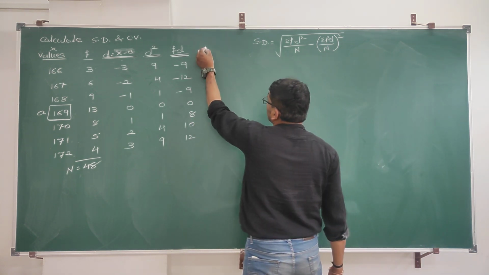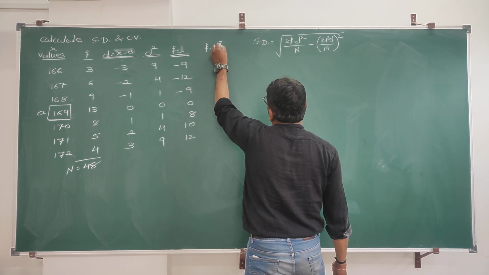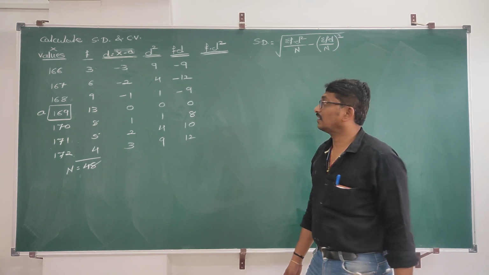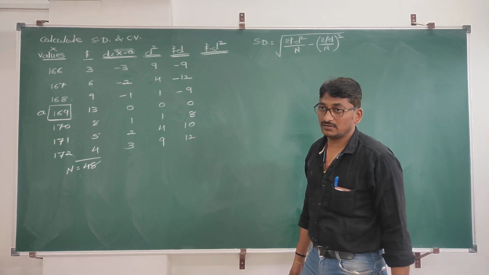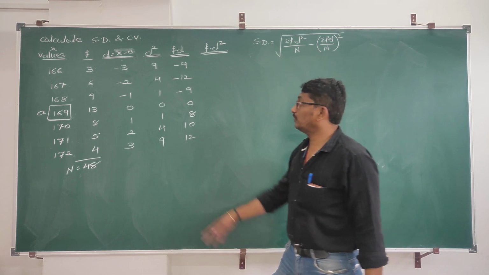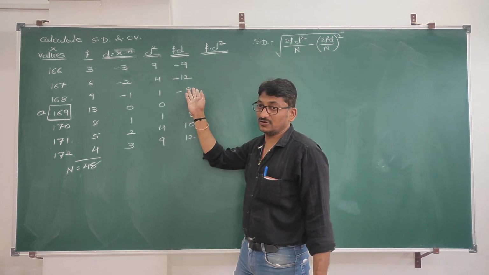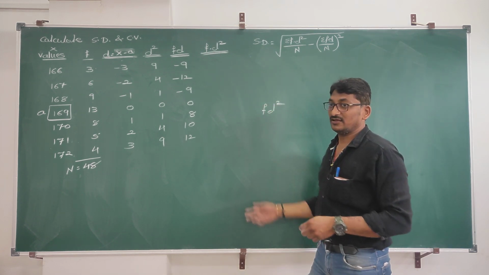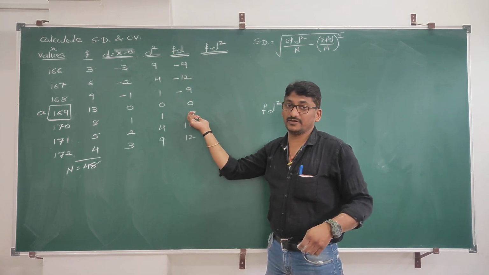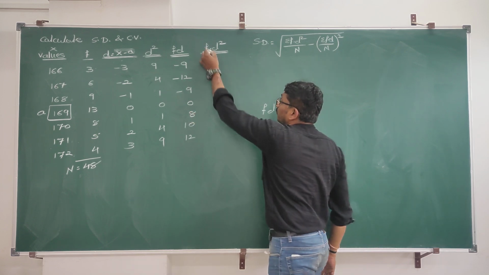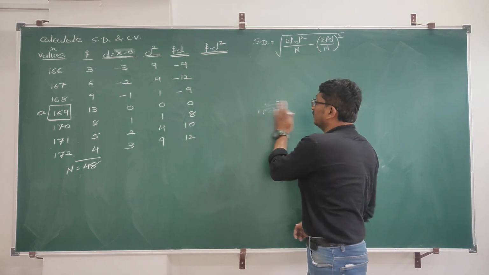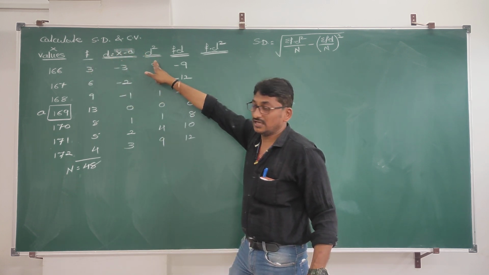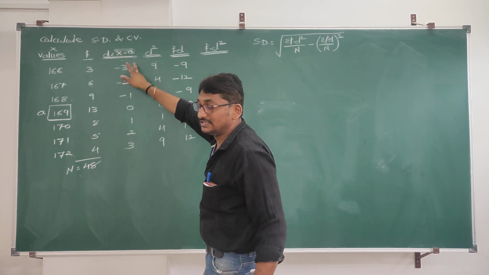And the last column is f into d square. F into d square means what? Don't make the square of this fd. It is wrong. So I have given a point here. If I write fd square, what you will do? You will make the square of this column. So only I have given a point here. It is f into d square, means frequency value multiplied by d square value.